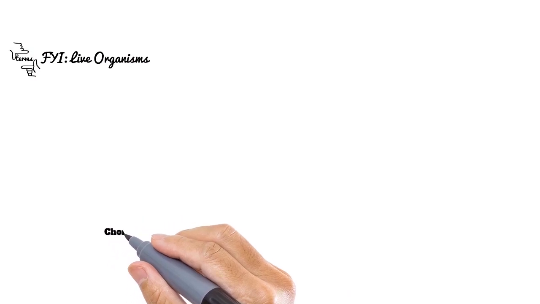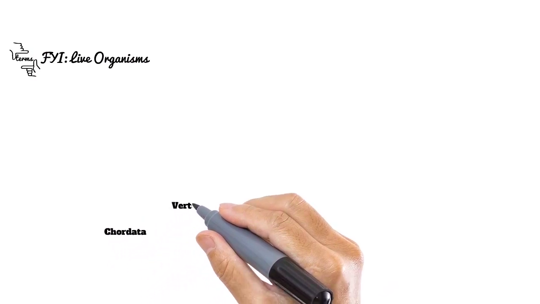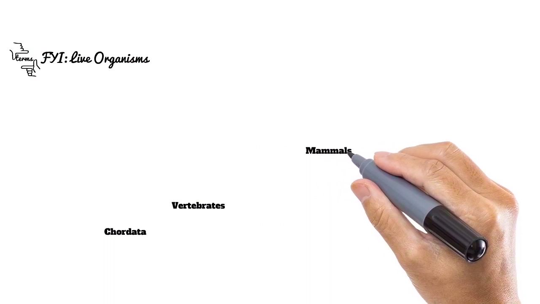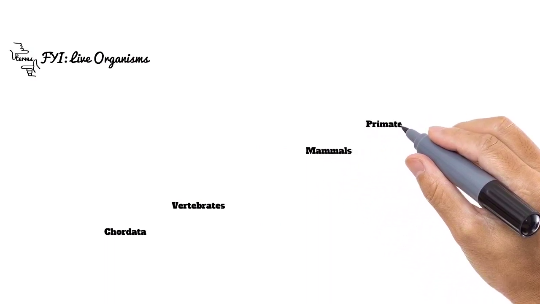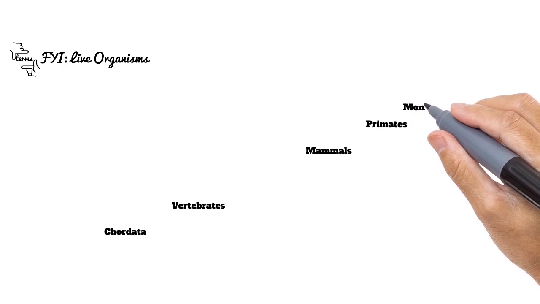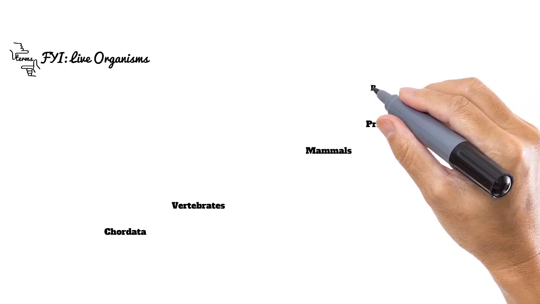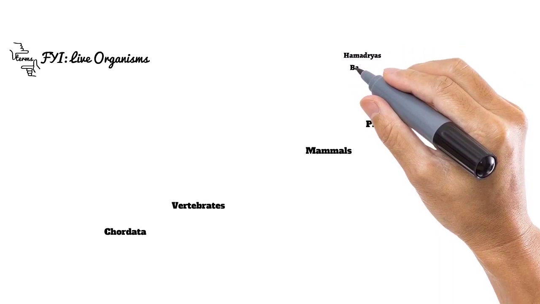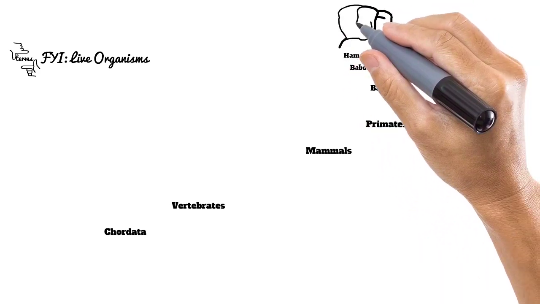Chordates has narrower term vertebrates. Vertebrates has narrower term mammals. Mammals has narrower term primates. Primates has narrower term monkeys. Monkeys has narrower term baboons. Baboons has narrower term hamadryas baboon.